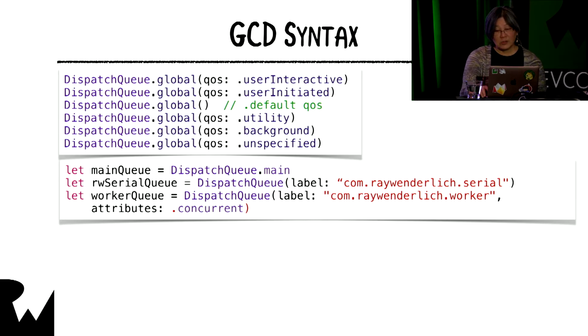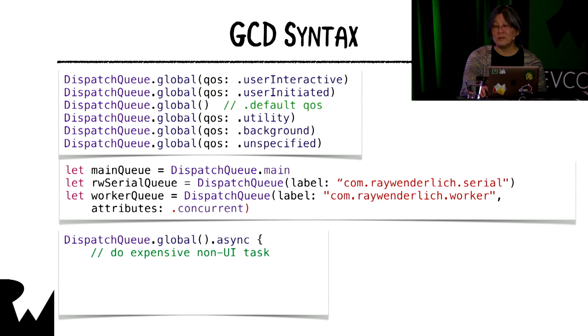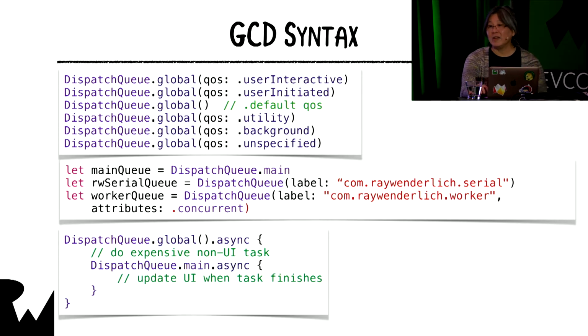And you add tasks to a queue with async or sync, and you can put the task into a closure. So typically you're going to DispatchQueue.global().async, do something expensive that you want off your main thread, and then when you want to come back to update your UI, you DispatchQueue.main.async and do whatever it is that you need to do.